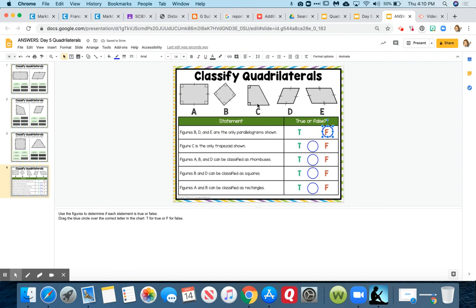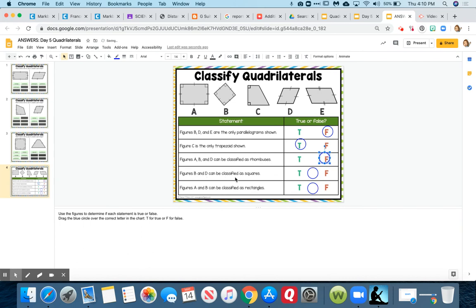Figure C is the only trapezoid shown. Well, I'm not seeing one. A is a rectangle, B is a square, D is a parallelogram. So, yes, that is true. It's the only trapezoid that I can see. Figures A, B, and D can be classified as rhombuses. Remember, a rhombus has to have 4 equal sides. So D has 4 equal sides and B has 4 equal sides, but does A have 4 equal sides? No, so that is false.